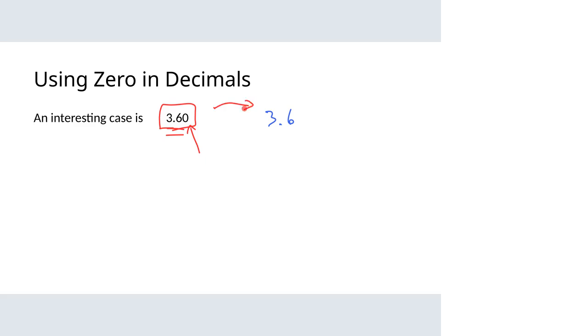They're the same. They have equal value. They are equivalent to each other. But a reason a person might write 3.60 is just to show how specific and how precise their measurement could be. This is accurate to the nearest hundredth. And so it gives an indication of precision. Might be a reason you would put 3.60 instead of 3.6.